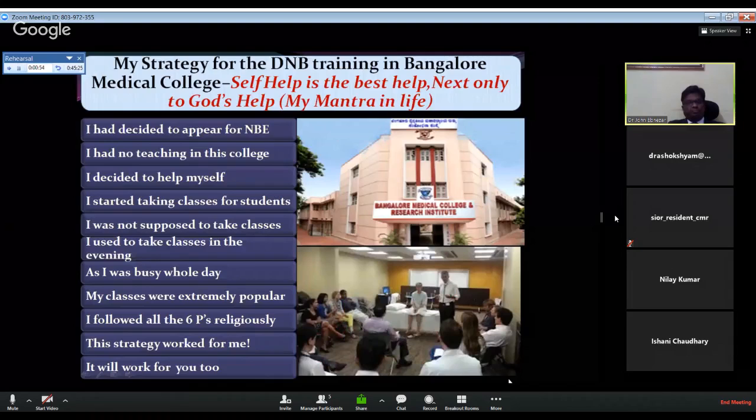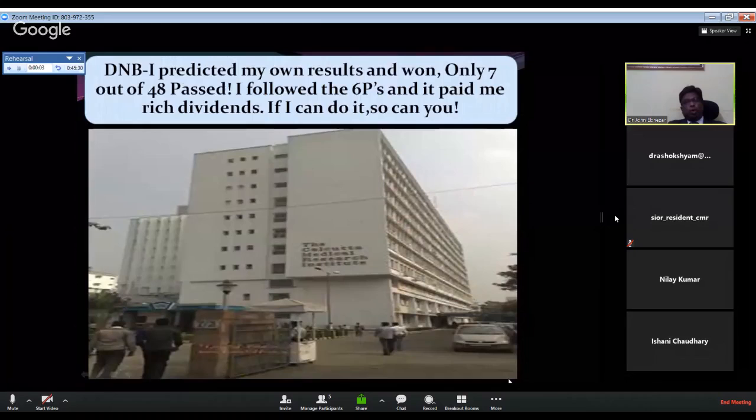It will work for you too. It has worked for me, so it will work for you. When I went to the DNB exams in Kolkata Medical College, I predicted my own result at the end of the day. I said, I have passed my exams. Everybody was surprised. They said, how do you know that you have passed? I said, because I have done well.